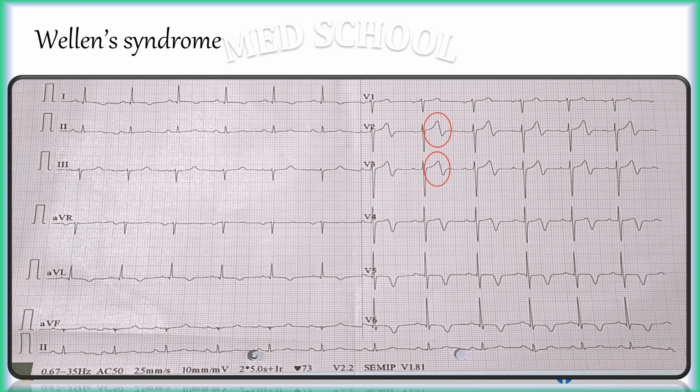There are biphasic T waves in lead V2 and V3. There are no ST elevations and no pathological Q waves. R wave progression in precordial leads is normal. So this ECG can indicate Wellen syndrome provided patient is having anginal chest pain and cardiac biomarker levels are normal or minimally raised.